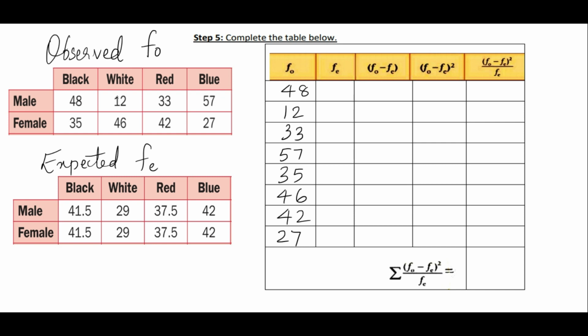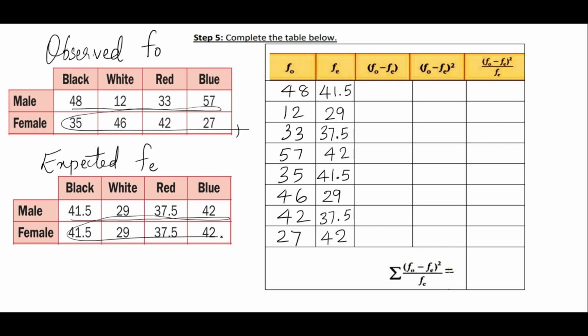Now I have followed this order like this. I started from 48, then I came back and I did like this. So I will be using the same order here. I'll start from 41.5. So I have taken the same order so that the observed frequency here is 46 and the expected is 29. So the order is exactly the same.